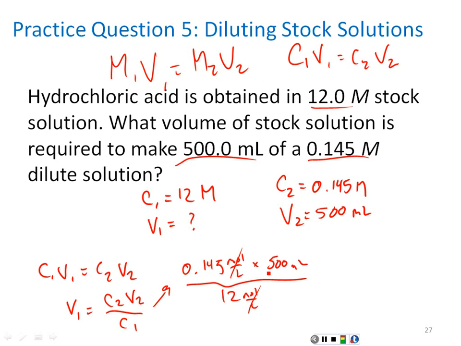If you don't convert, you just have to remember that your volume units are going to be the same as the volume units that you're using in the equation. So it's always important to keep your units when you're doing an equation like this. So we should get 6.04 milliliters, and that's the volume of the stock that we have to add, and then we would add 500 minus 6.04 milliliters of our solute.